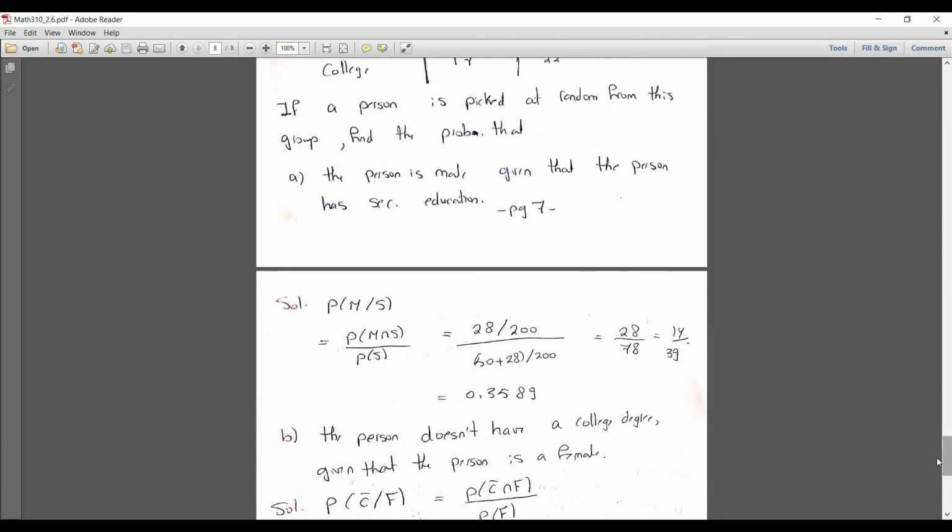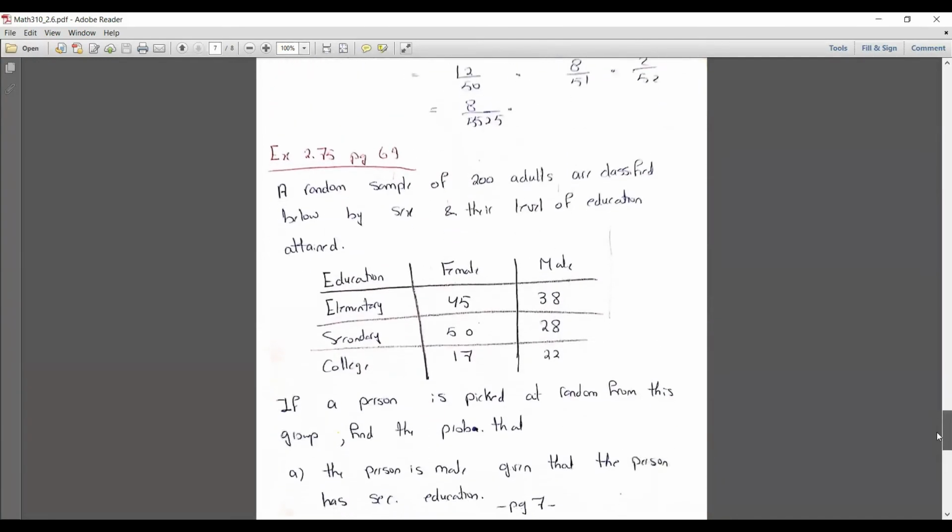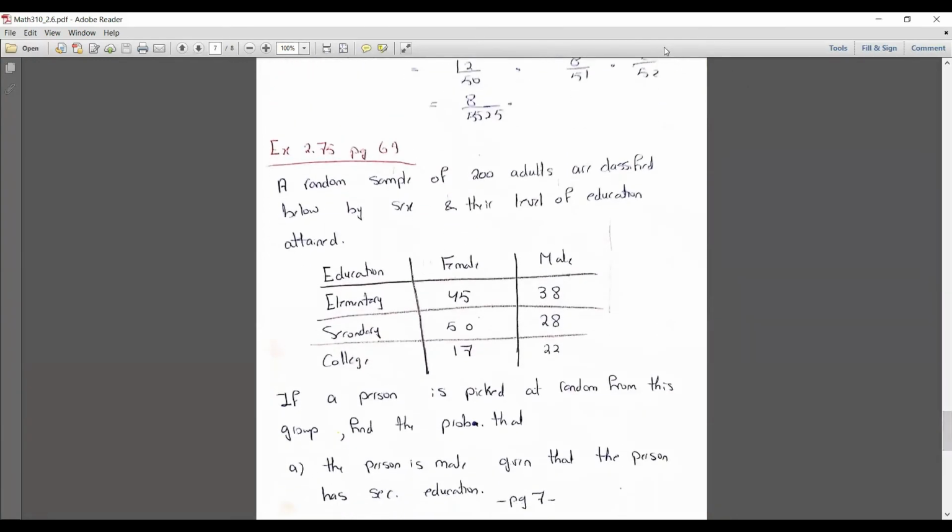Okay, guys? So again, P of M knowing S, we can directly put the answer in this way. P of M knowing S, we have here 28. Knowing S, the total number of it is what? It's 78. So directly we can put our answer as 28 over 78 from the table. Or we can use the formula that we put. We find P of M intersect S, and we find P of S.